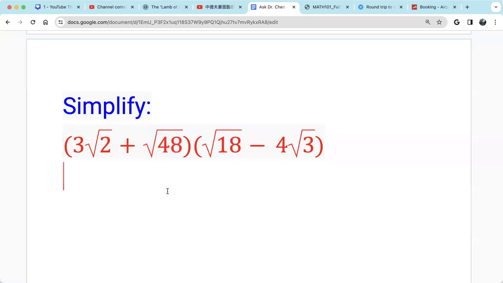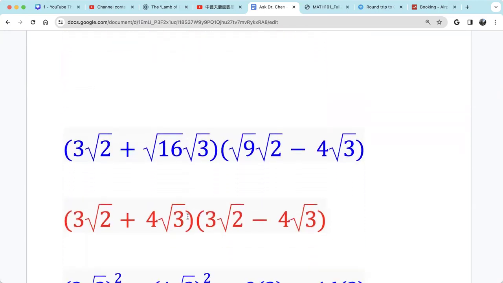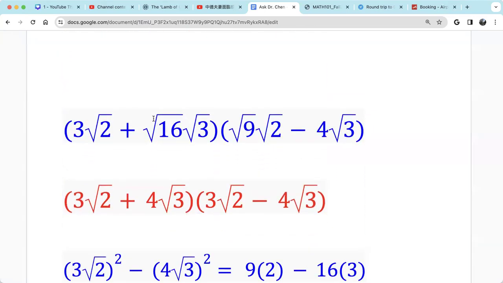Then 18 minus 48, that should be negative 30, right? Well, let's see. I have done this work already, right? So the square root of 48, we split into square root 16 times square root 3, and square root 16 is 4. So we get 4 radical 3.